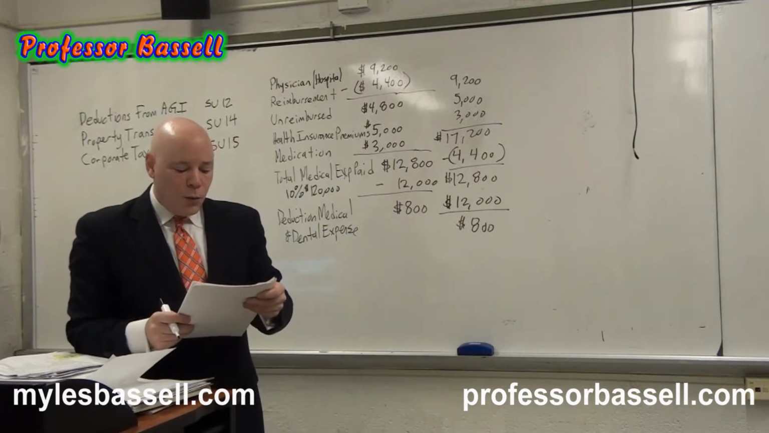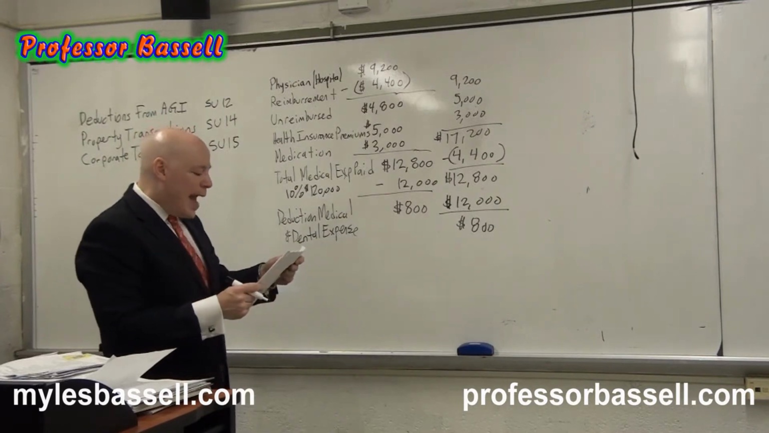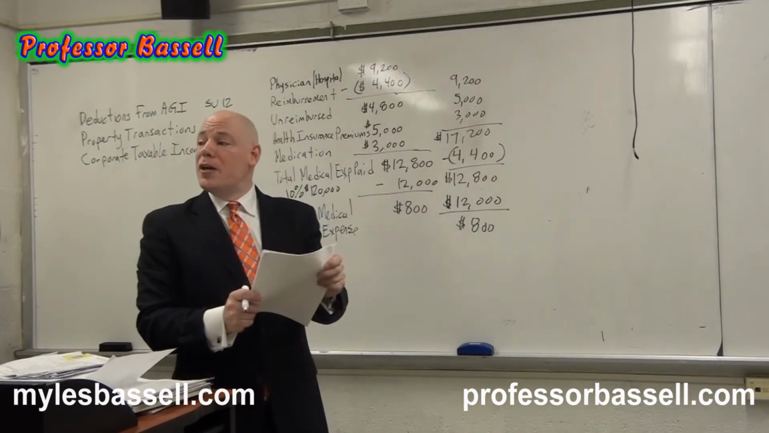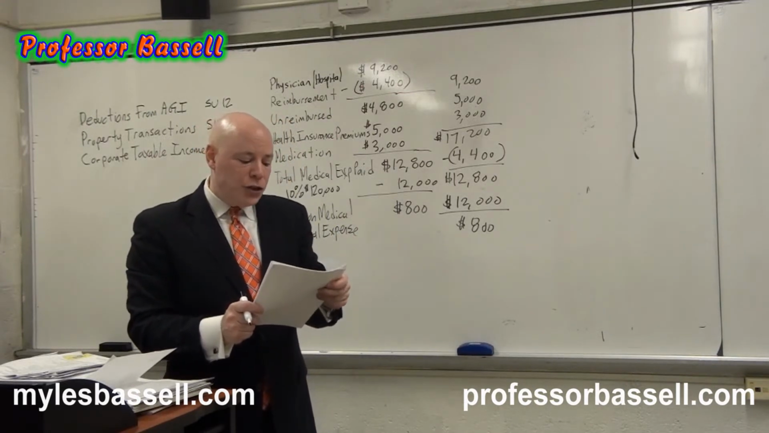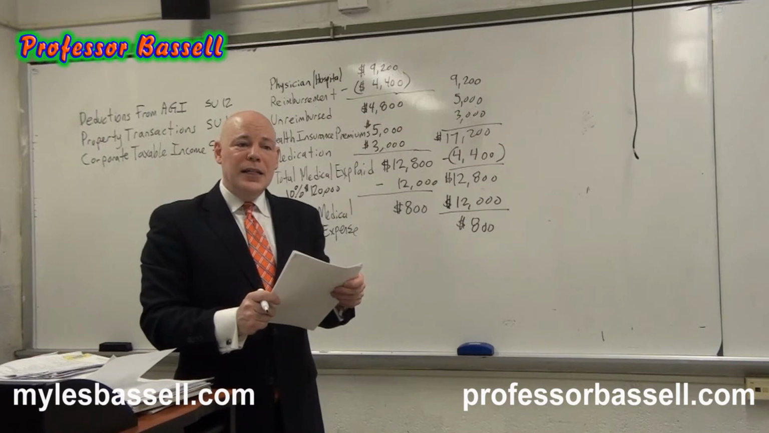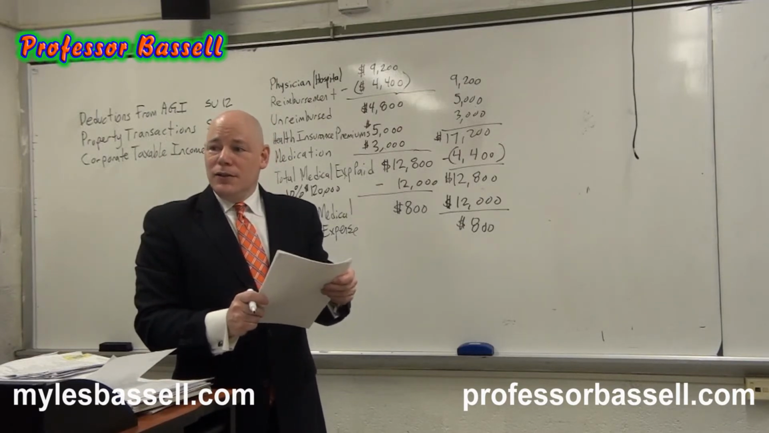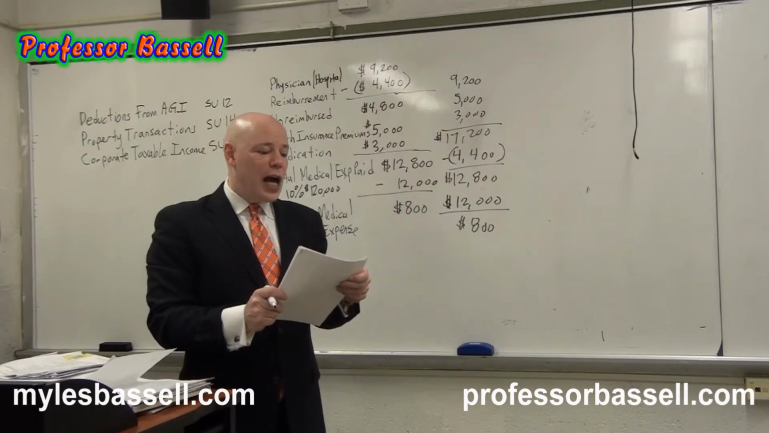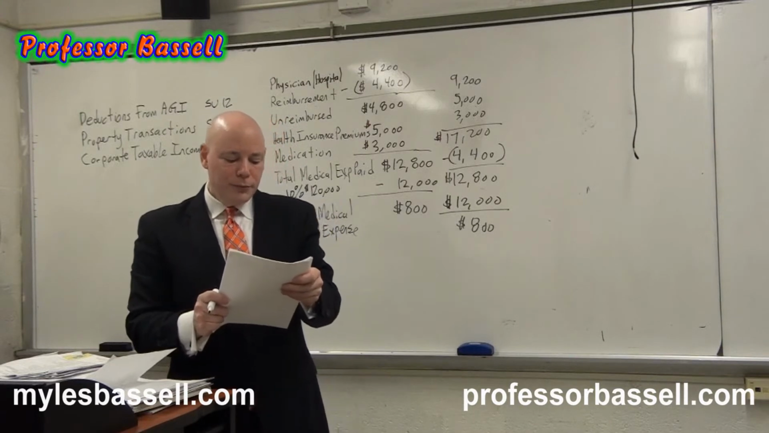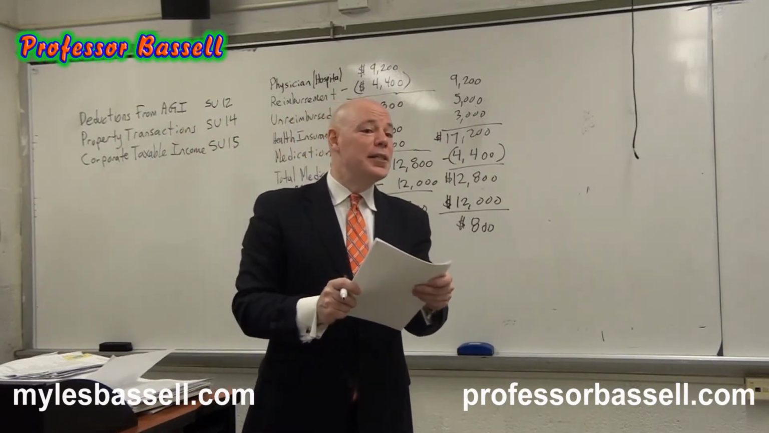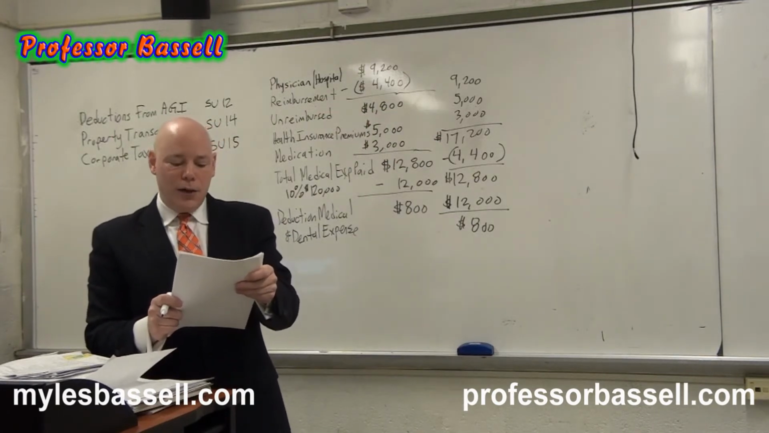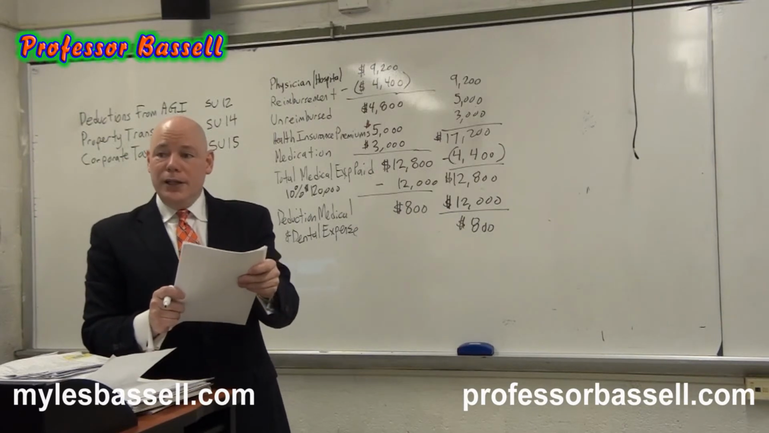So on line 1, we put $12,800. That's the amount of medical and dental expenses that they paid that weren't reimbursed by insurance. On line 2, we put $120,000. Line 38 on the 1040 is AGI, the adjusted gross income, and I told you that their AGI is $120,000. So we put that in line 2. Line 3 says take 10% of that line 2. That's $12,000. We put $12,000 in line 3.